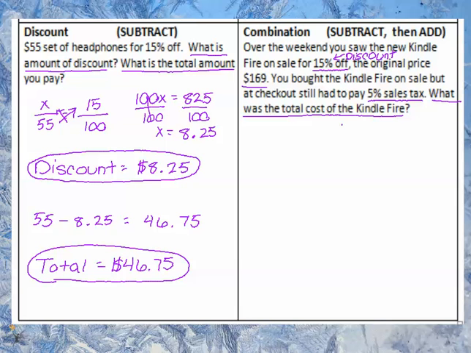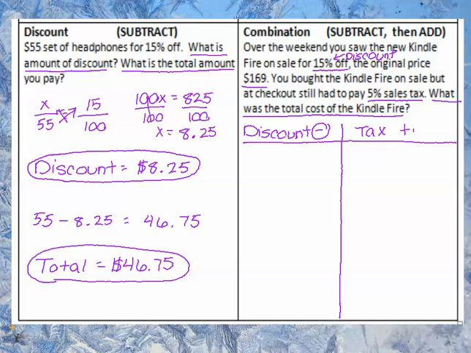So the way I like to do the combination ones is I like to draw a line and cut the box in half. And I like to put the discount on one side. And I know with discount I'm going to subtract. So I put a little subtraction sign with a circle around it. Then I'm going to do the tax. And with tax I add, that T looks like a plus sign. So I'm first going to start in the first column here. Start with the discount. Make your first proportion.